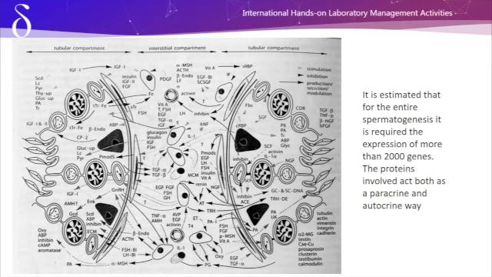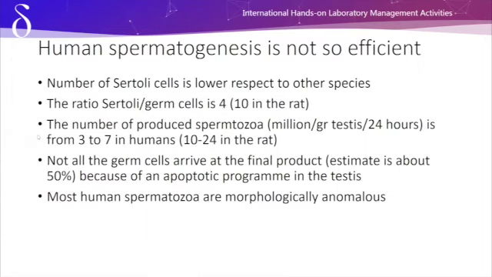And many of these genes have been knocked out in mouse, demonstrating that when they are knocked out, spermatogenesis is either less efficient or is completely stopped. So demonstrating that all these genes are very important for spermatogenesis. And at the end of the story, human spermatogenesis is not so efficient, and for several reasons.